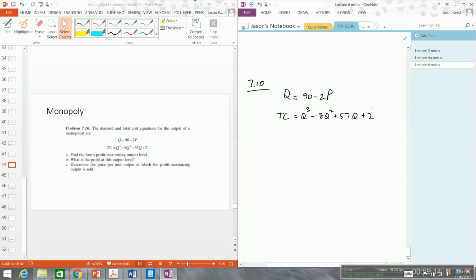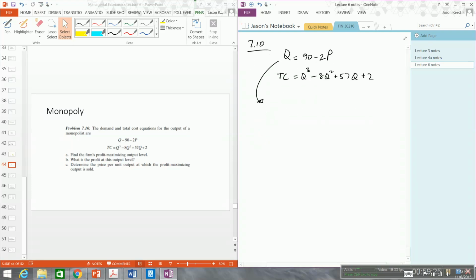Knowing that we have a demand curve, this has to be a monopolist in some way. So the first thing that I'm going to do is take our demand curve and solve for P in terms of Q. So I have Q minus 90 is equal to negative 2P. So then I can divide everything by negative 2. So I have negative 1/2 Q plus 45 is equal to P. So that's 45 minus 1/2 Q is equal to P.